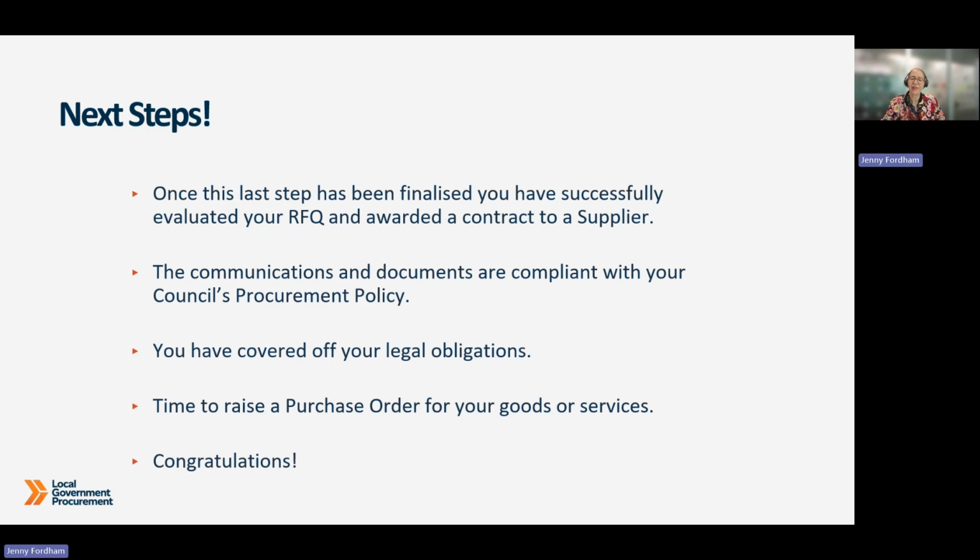So by this stage, you've worked through the full process, from opening and evaluating your RFQ right through to awarding the contract. Just make sure your documentation, communication, and any disclosures line up with your council's procurement policy. That's the final check before moving forward. Once that's done, you're ready to raise the purchase order and you're all set.